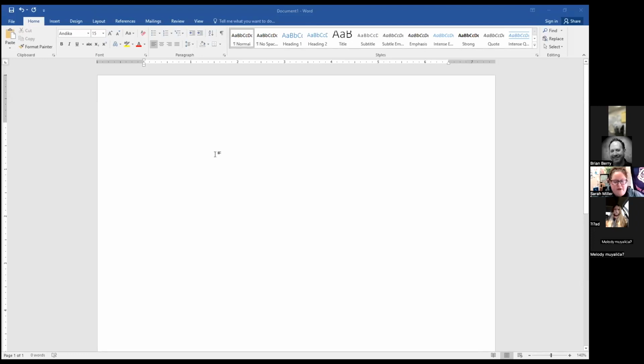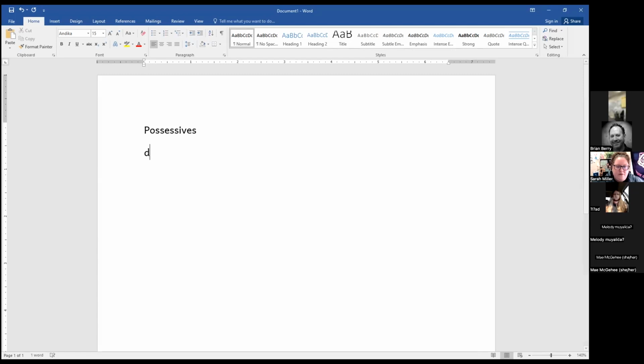So we've gone over some family words. We've gone over possessives. So let's make a little chart of possessives. We have the d- for my, and we have od- for your. Those with the dash behind them mean they go in front of the word.